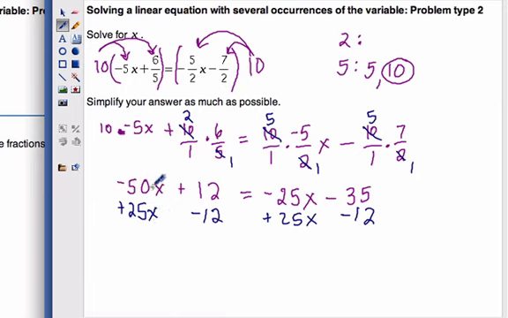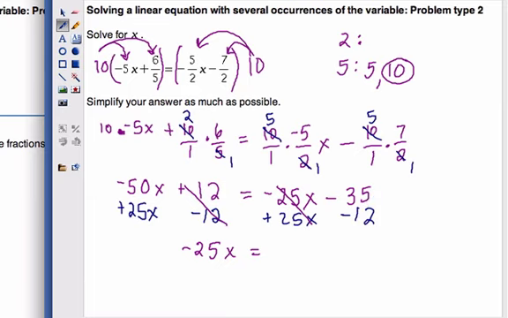Negative 50x plus 25x. So negative 50 plus 25. Remember, when you're adding a negative and a positive, we take the difference of the two. 50 minus 25 would be 25. But 50 is the bigger number, and it's negative, so my answer is a negative 25x. Equals, right, these cancel out over here, they cancel out over here, and this gives me, you want to think of this as a negative 35 plus a negative 12.